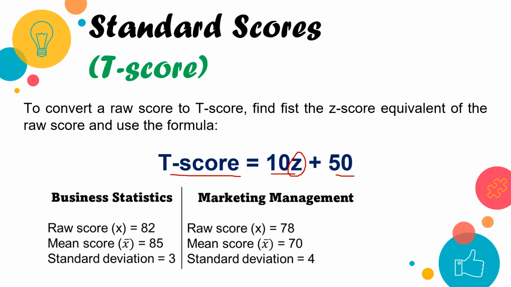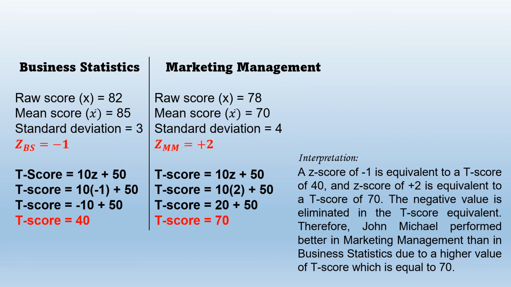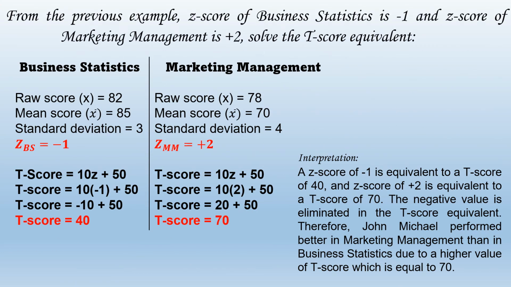Okay? We have to get the value of z. Now, we have to use, again, the score of John Michael for business statistics and marketing management. Remember that business statistics has a z-score of -1, and for marketing, we have +2. Now, let's try to look at the value of t-score for each subject.